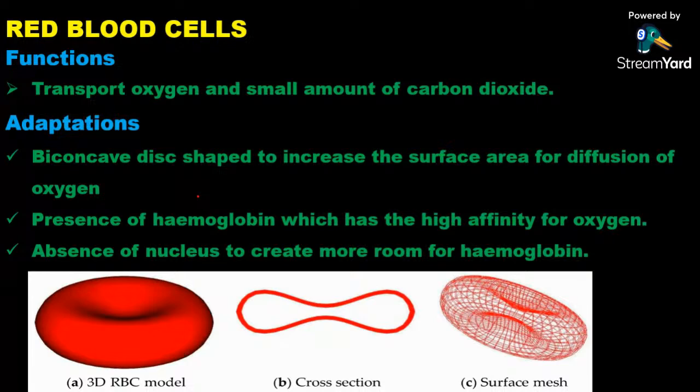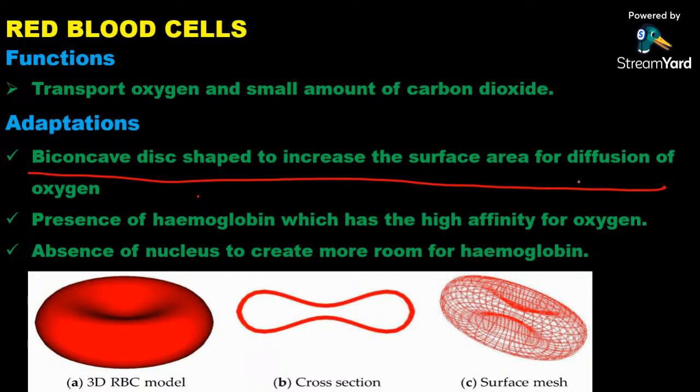Then what are the adaptations, which means the features that enable the red blood cells to transport oxygen? What features do they have that enable them to perform this function of transporting oxygen? So they are biconcave in shape, okay? Biconcave in shape. Like you are seeing in this 3D image, the first part here. So they are biconcave.